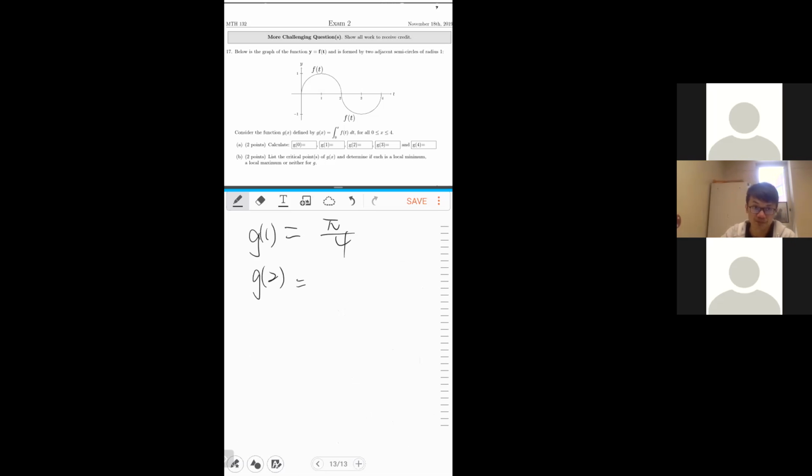What about g of 2? So this is the area under the graph from 0 to 2. It's again pi r squared, but because it's a semicircle, divided by 2. So this one should be pi over 2. Am I making sense? G of 3?